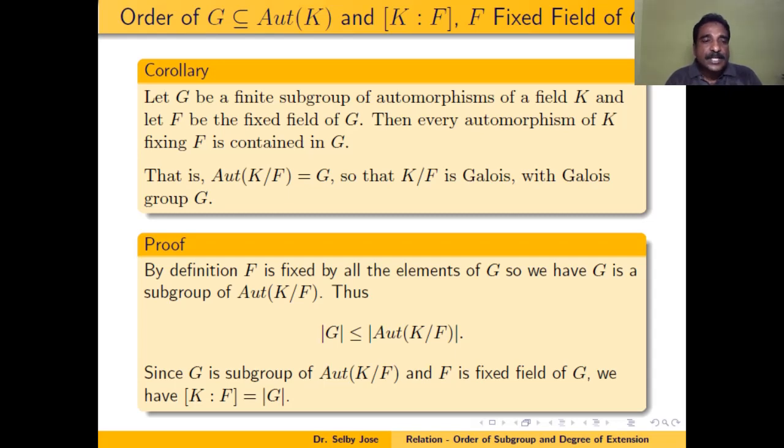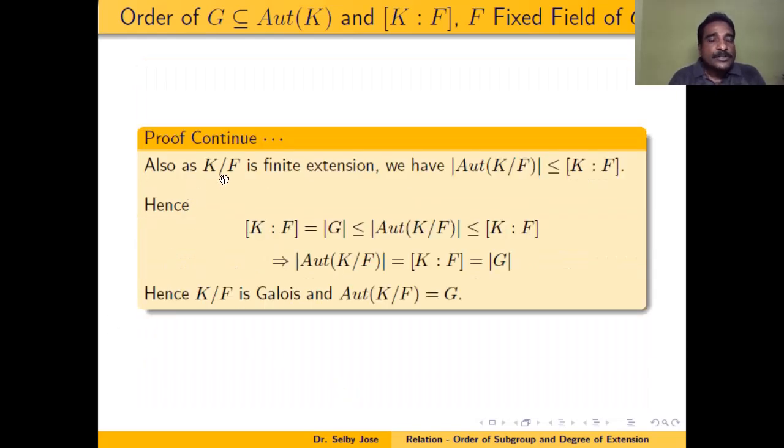Now because G is a subgroup of the automorphism group of K over F and F is the fixed field of G, we have the degree of extension K over F is equal to the order of the group G. We know by the theorem that if F is the fixed field of G, then the degree of extension K over F is equal to the order of G. Also K over F is a finite extension, so the number of elements in the automorphism group of K over F is less than or equal to the degree of extension K over F. This we proved in the previous corollary. Therefore, the degree of extension K over F is equal to the order of the group.